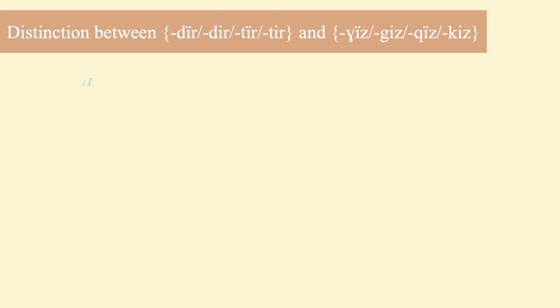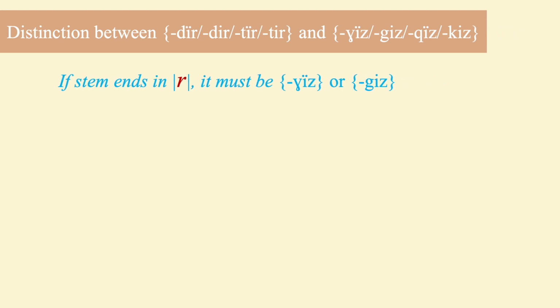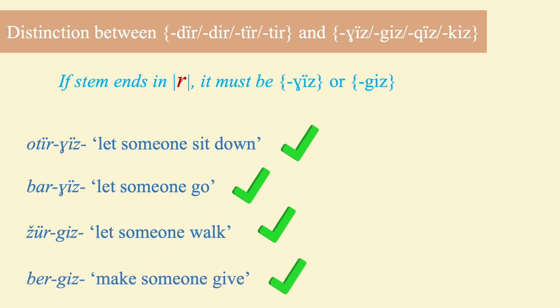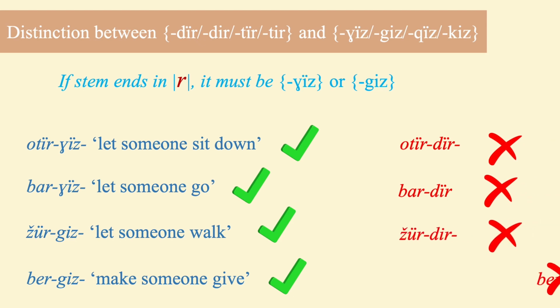As we have seen, both forms tır, dır, tir, dir on the one hand, and gız, giz, kız, kiz on the other appear in the same environments except for the liquid r, namely, the forms dır and dir cannot appear if the verb stem ends in r. In such cases, it must be gız or giz. For example, oturğuz, let someone sit down. Barğız, let someone go. Жүргіз, let someone walk. Bergiz, let someone give.